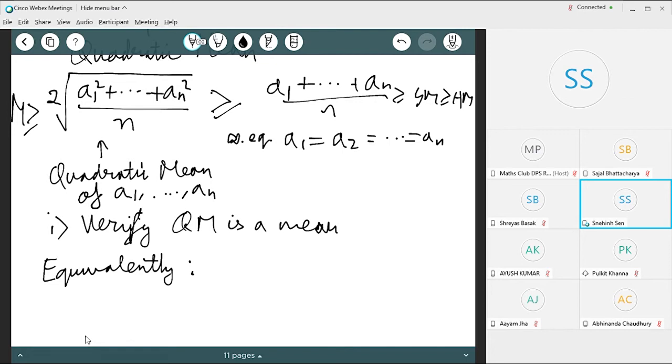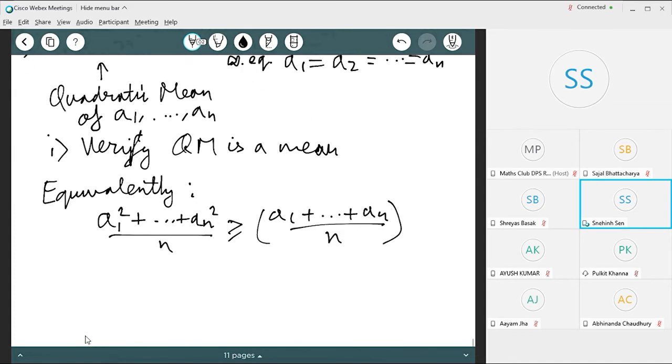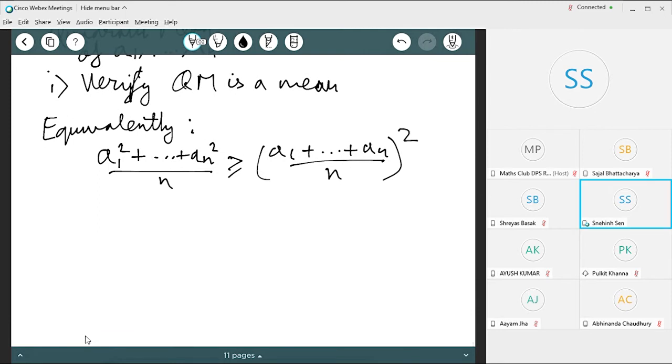So equivalently, as someone said, we'll try to prove that n times the sum of squares is greater than or equal to a1 plus dot dot dot plus an by n, whole squared. Okay, so proof. Ideas?